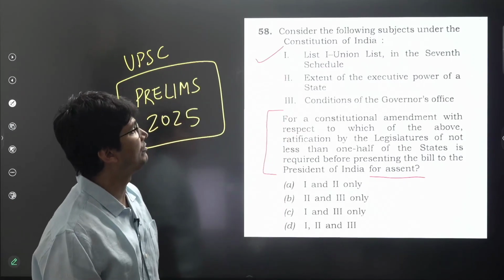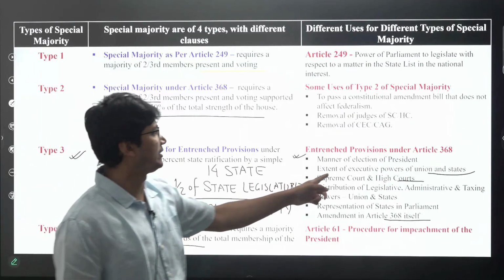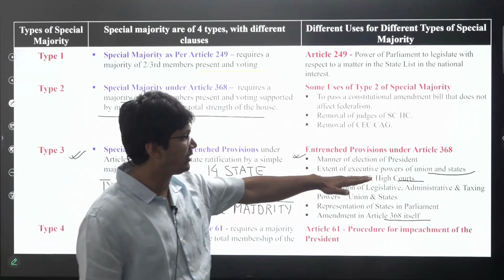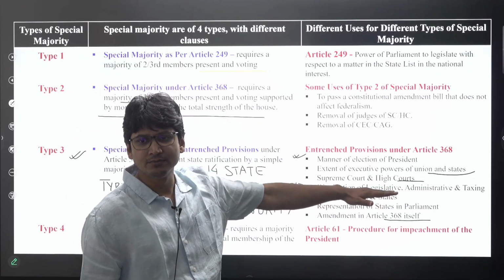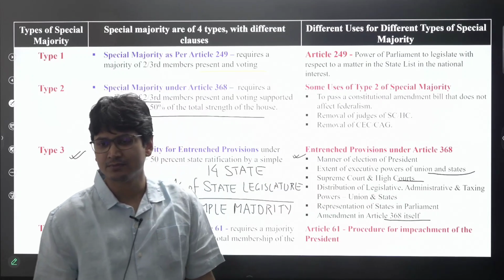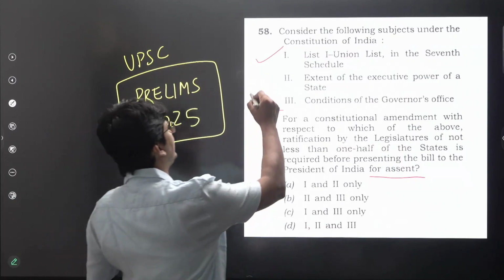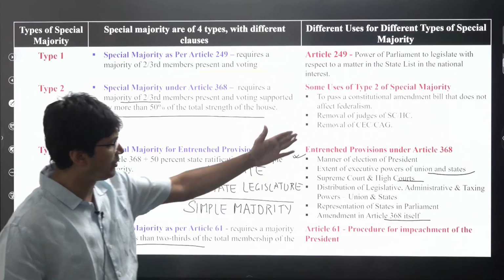Second, extent of executive power of the state. Let's go through the provision again. Extent of executive powers of the union and states. See, can you see this, what is written here at least? Yes. Conditions of governor's office. कहाँ लिखा है ये? कहाँ है? गवर्नर के बारे में कुछ भी नहीं है.